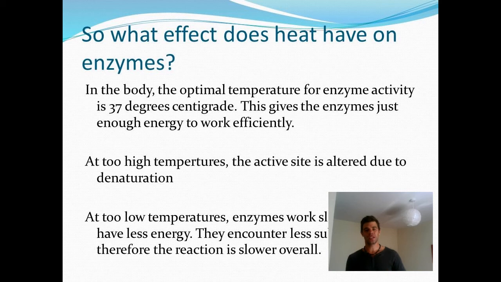Right, so heat. Inside the body, you've got a base temperature of roughly 37 degrees centigrade. This is the optimum temperature for enzyme activity. It gives the enzymes plenty of energy, which means that they're able to move around and they're able to come into contact with the substrate fairly quickly.